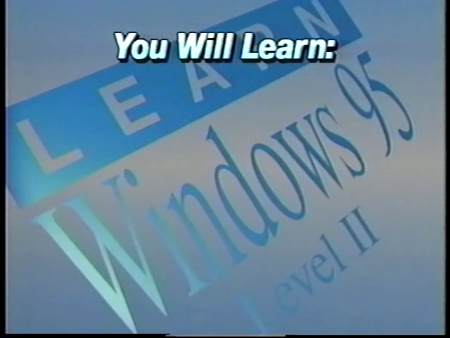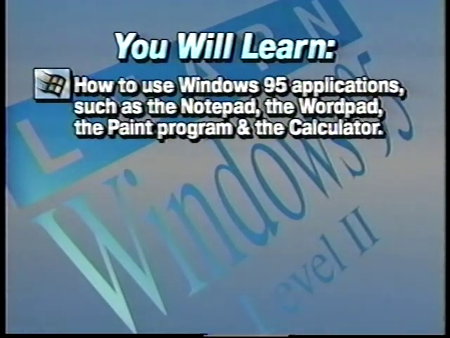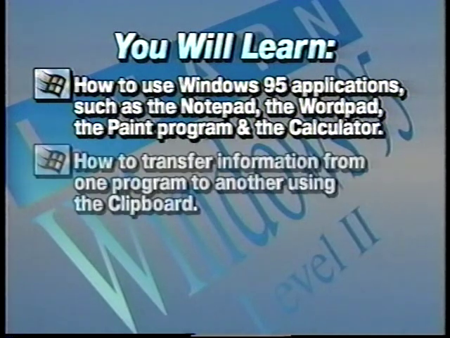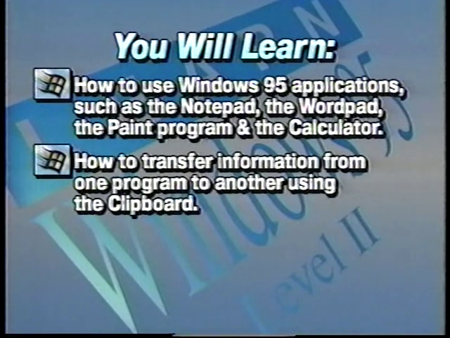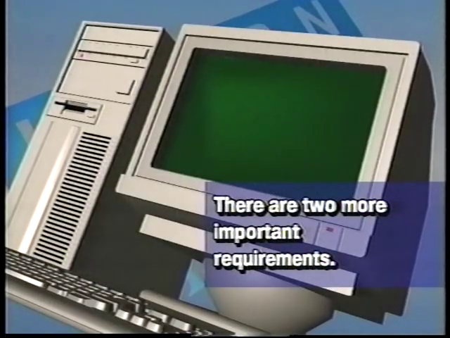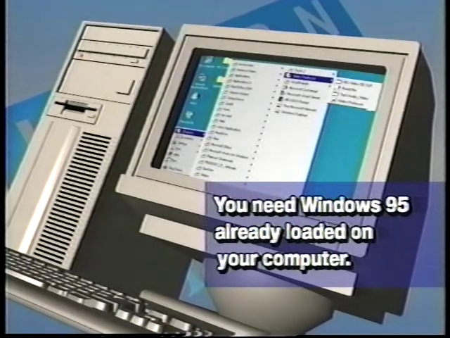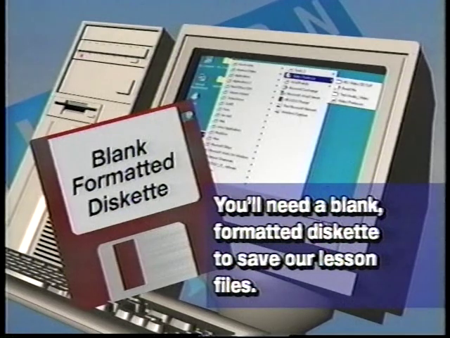In this lesson, we will learn how to use some of the applications packaged with Windows 95, the Notepad and WordPad programs, the Paint program, and the calculator. As we are learning these programs together, we will also learn how to transfer information from one program to another using the clipboard. To properly follow this lesson, you will need to meet two requirements. The first and most important is you need Windows 95 loaded on your computer. The other is a blank formatted diskette. We'll save the lesson files to it to avoid cluttering up our hard drives.